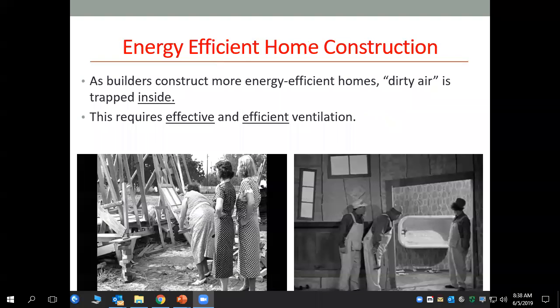Energy efficient home construction: as builders construct more energy efficient homes, as demonstrated in the pictures, dirty air is trapped inside. This requires effective and efficient ventilation. I use the word effective a lot. You won't necessarily see it in the presentation much, but effective is what it has to do. You can put things in, but it has to work. It has to effectively work with the house as a system to ventilate.